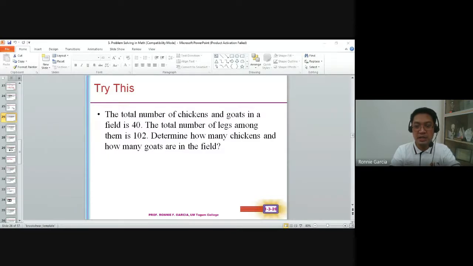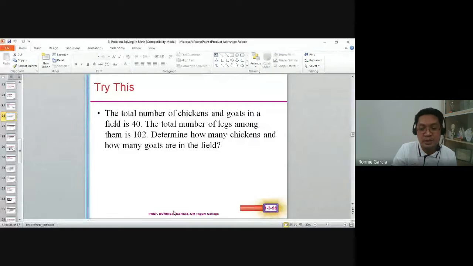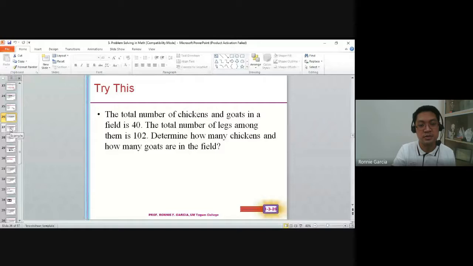According to Maslay, 13 goats, 27 chicken. Okay, so much for that. I think you are still murag dili pa ready to solve this kind of problem. You have to be ready because our lesson is problem solving. Here is the correct answer.